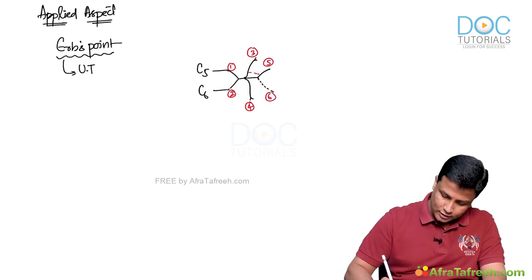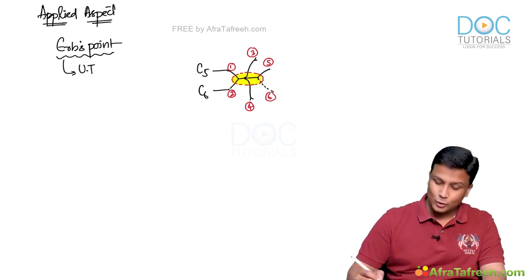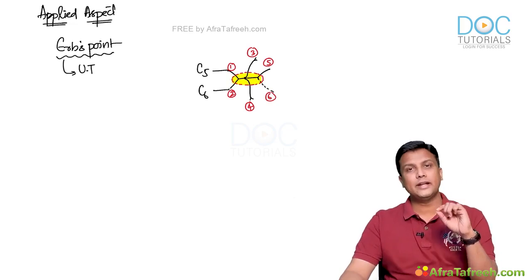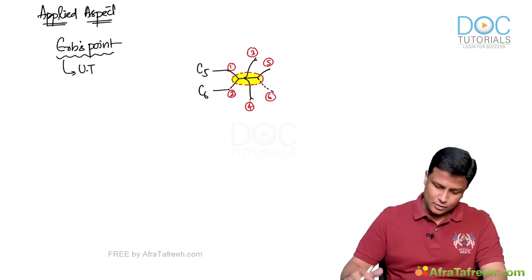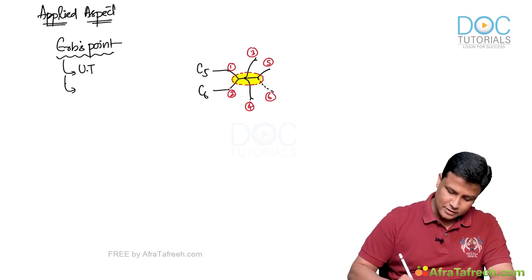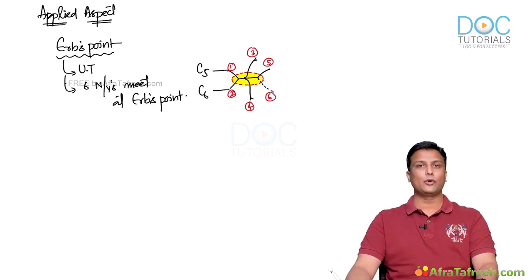So in total, how many nerves are going to meet at the upper trunk? You can clearly see in my diagram here, there are totally 6 nerves meeting at the upper trunk, and that itself is nothing but the Erb's point. So how many nerves are going to meet at the Erb's point, sir? 6 nerves will meet at the Erb's point, guys.